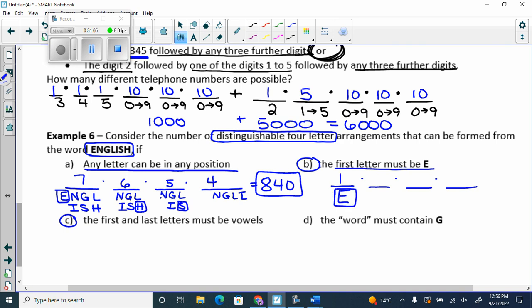Now, I boxed and held it. I have an E sitting in the front. So I can't use it for any of the rest of the 3, correct? So I can go to any of these, but I always go from left to right if I have a choice. So E's out, N-G-L-I-S-H gets me 6. Say I keep the H. Then it's N-G-L-I-S, which is 5. Keep the S. Then I have N-G-L-I, which is 4. So you get 120.